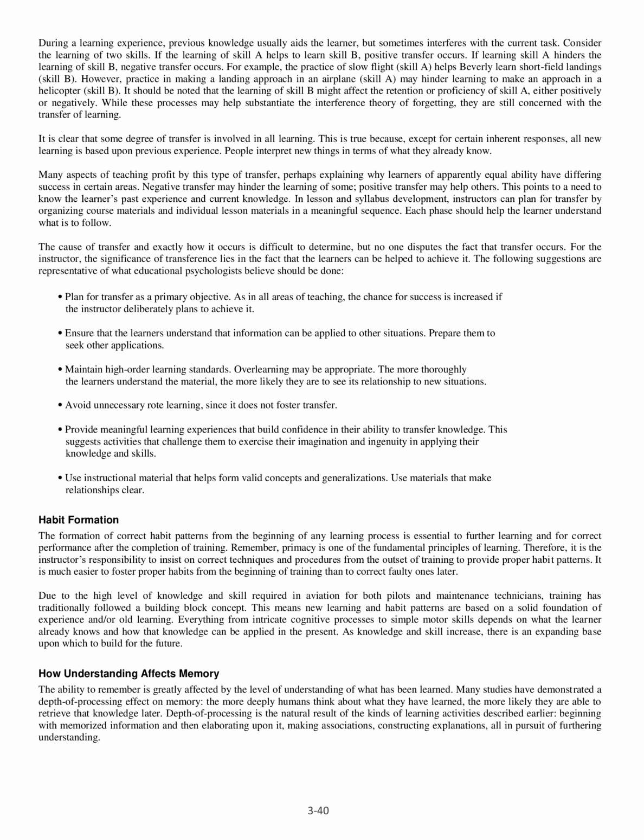However, practice in making a landing approach in an airplane (skill A) may hinder learning to make an approach in a helicopter (skill B). It should be noted that the learning of skill B might affect the retention or proficiency of skill A, either positively or negatively. While these processes may help substantiate the interference theory of forgetting, they are still concerned with the transfer of learning.